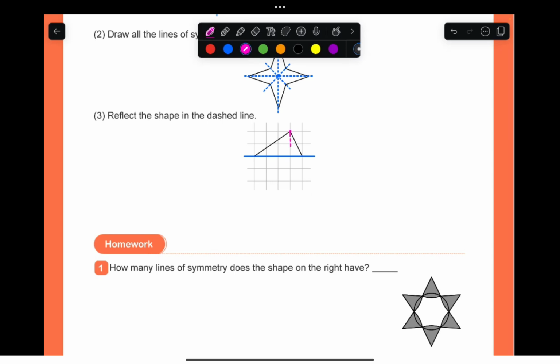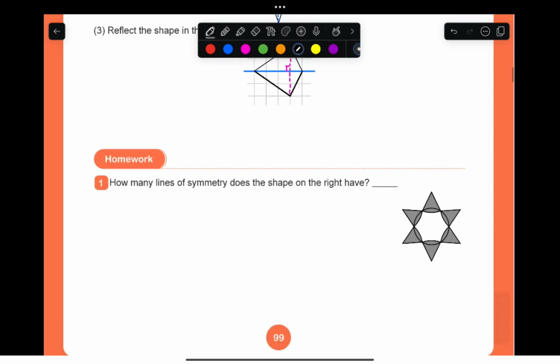draw a perpendicular distance, a distance to the mirror line, that's 90 degrees. Okay, then you can see this is actually 2 layers away, right? So on the other side of the mirror, the corner should also be 2 layers away. Okay, so now we can line this up. Then we get the reflected shape. Okay, so that's basically the answer. Now we go on to question 1, the homework.